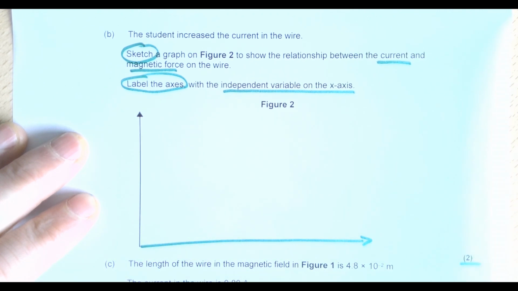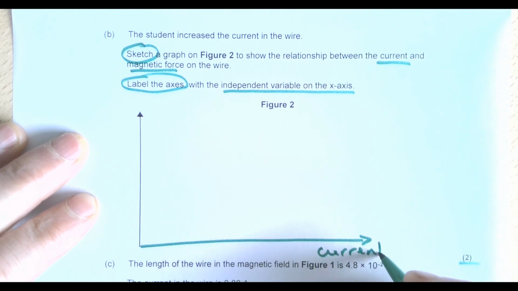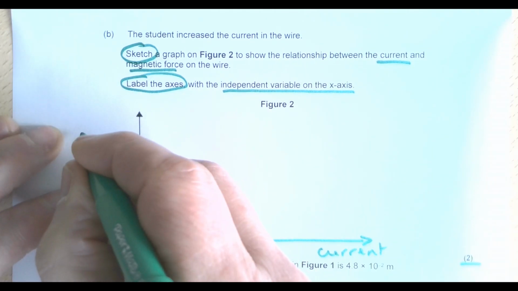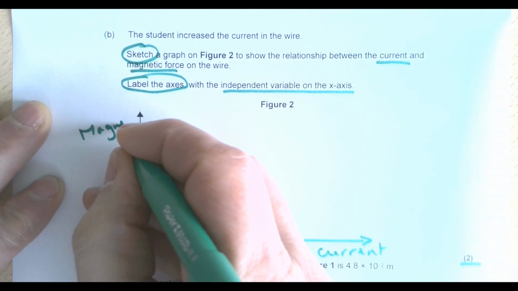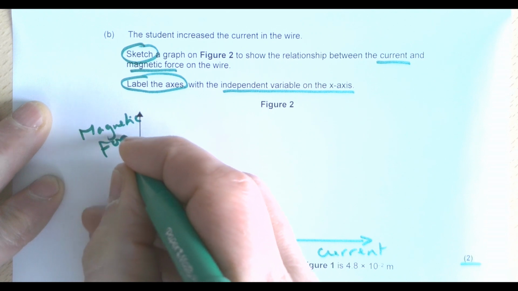What are we going to do? So increase the current on the wire. So the current is going to be the thing that we change here. So current is going here. Current and magnetic force. So we're going to have magnetic force will be the other value.